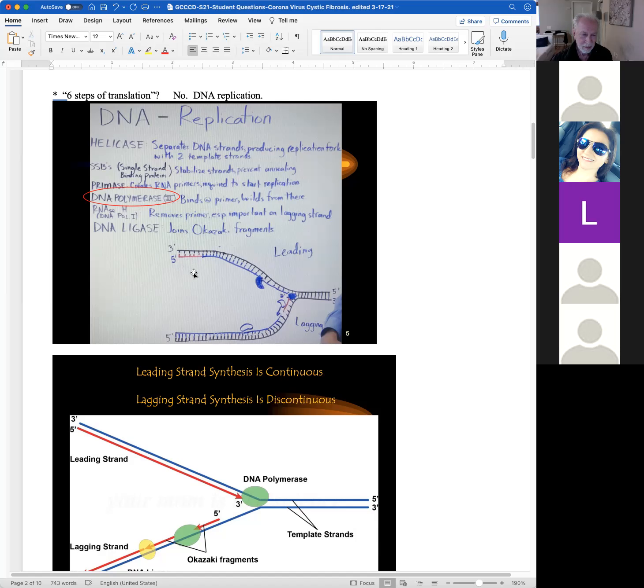So are you asking about topoisomerase and how it untwists? Yeah. Okay. So I think that's where the first step is. I think that's where she's coming from.